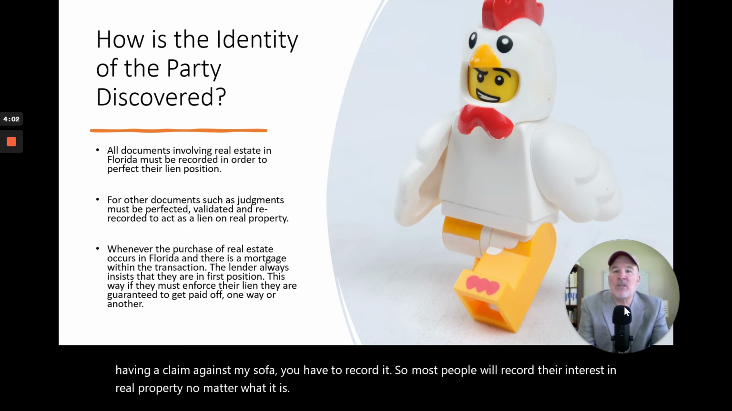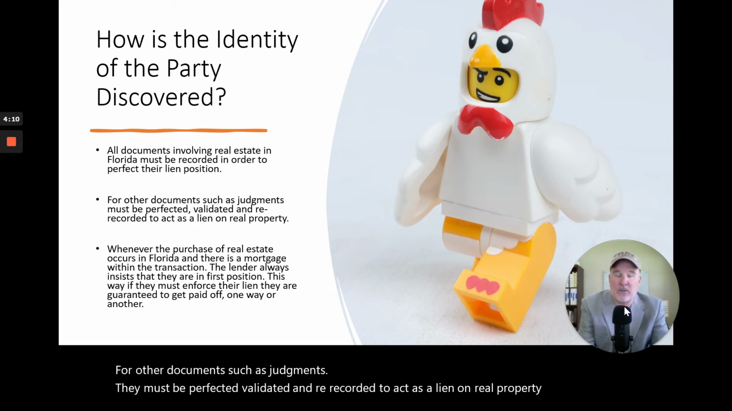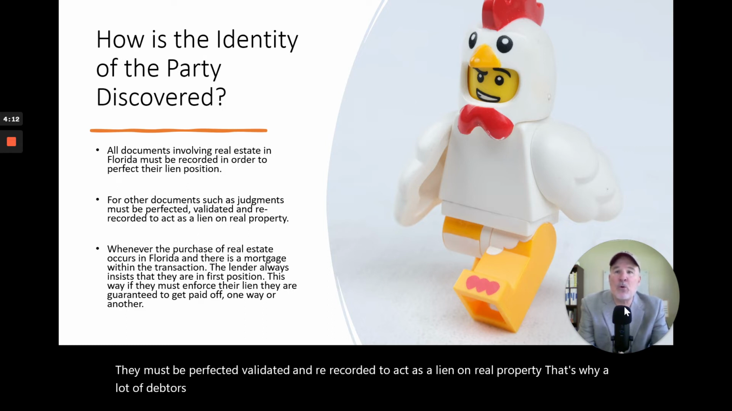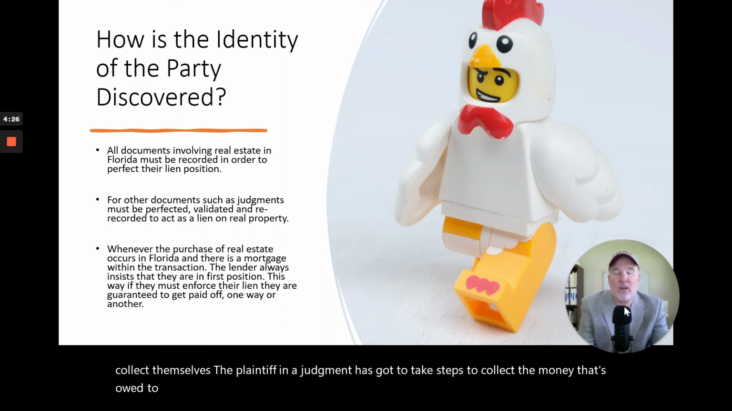For other documents, such as judgments, they must be perfected, validated, and re-recorded to act as a lien on real property. That's why a lot of debtors like Florida. Florida is known as a debtor state simply because judgments don't collect themselves. The plaintiff in a judgment has got to take steps to collect the money that's owed to them. And one of the steps they have to take is they have to have their final judgment perfected.